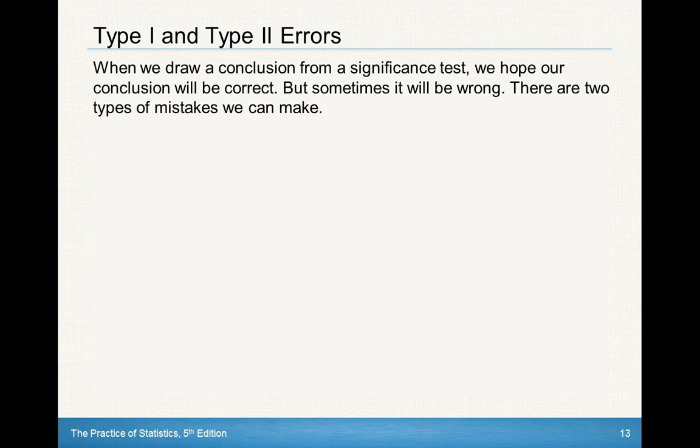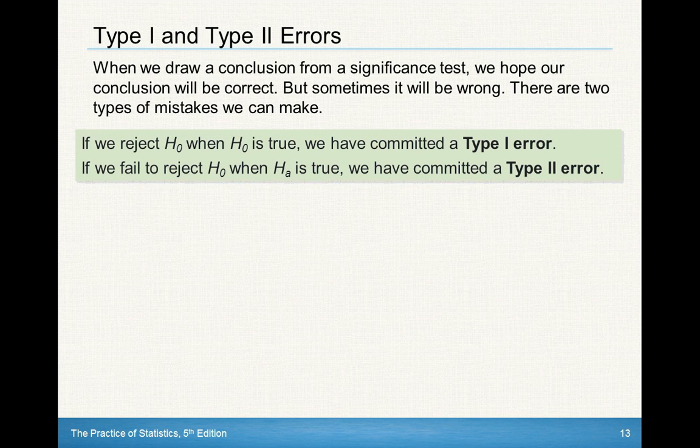Type 1 and Type 2 errors. When we draw a conclusion from a significance test, we hope that we're right, but sometimes our conclusion is wrong. There's two types of mistakes we can make. If we reject H0 when H0 is true, we've committed what's called a Type 1 error. If we fail to reject H0 when HA is true, we've committed a Type 2 error.